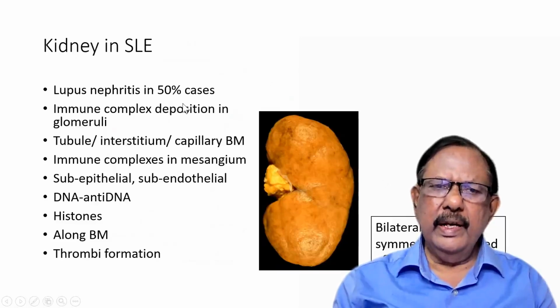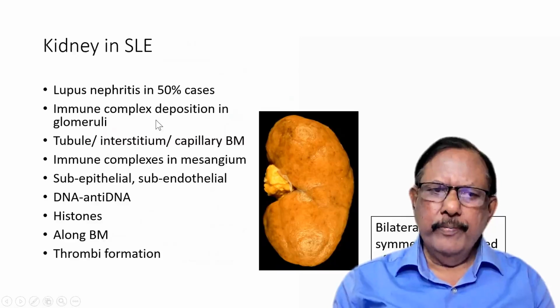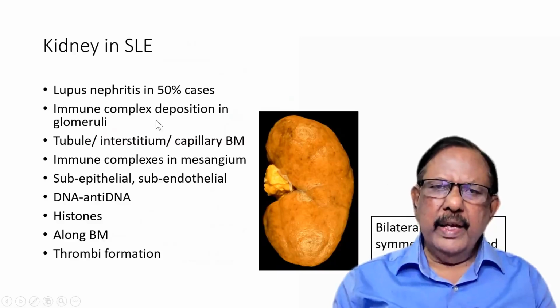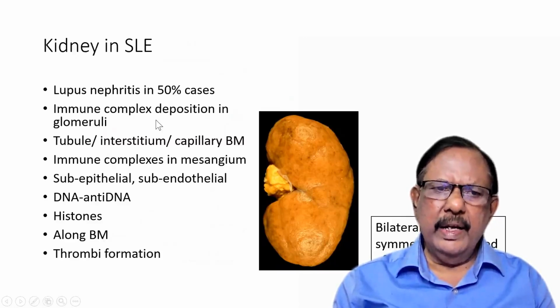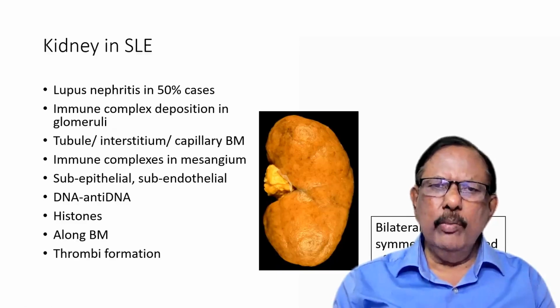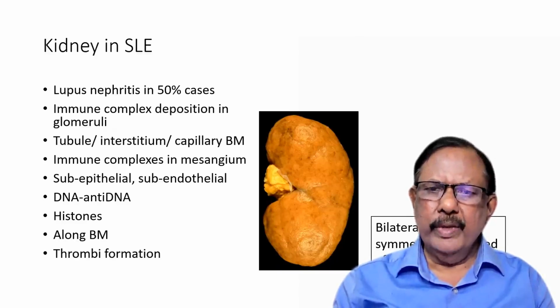Kidney in the SLE. Again, the immune complex is deposited not only in the glomeruli but also in the tubules and the interstitium. These are the areas: subepithelial, subendothelial, or in the mesangial region. And they are anti-DNA antibodies, the histones along the basement membrane. Thrombi formation can also be seen in the blood vessels.